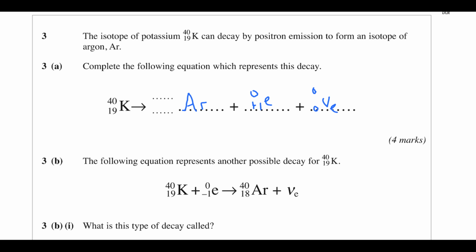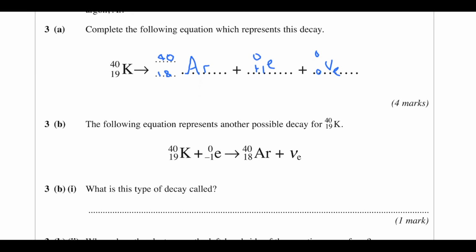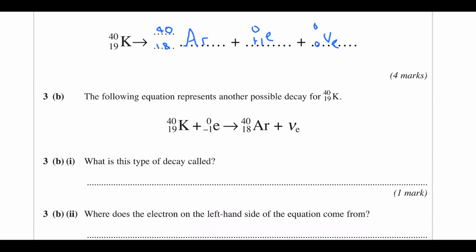So this one must be 18. Nucleon number doesn't change during beta plus decay, so you should end up with 40 18 argon, and if you happen to know your periodic table, you would know that was right as well. And then we've got those 2 leptons produced as well to conserve electron lepton number.